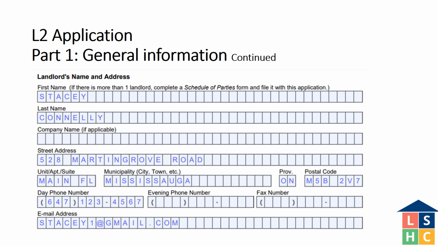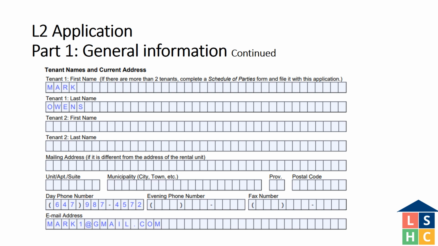If there are multiple landlords, use the Schedule of Parties form from the Landlord and Tenant Board's website to add them to the application. If there are more than 2 tenants, you should also use the Schedule of Parties form to add them to the application.